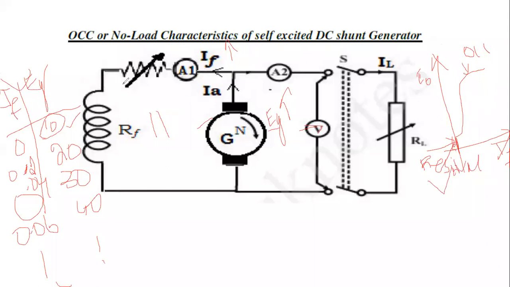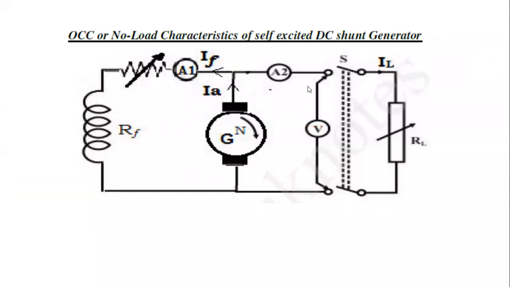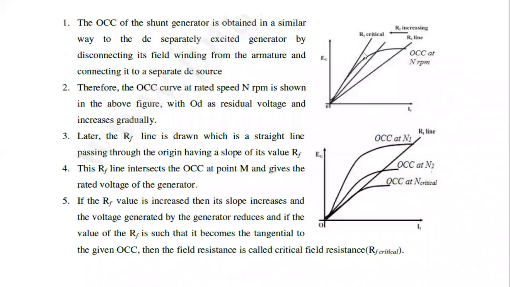By varying this rheostat, we obtain the OCC characteristics. This is the circuit diagram for forming these OCC characteristics or the no load characteristics. And these are the various steps. This is the OCC characteristics line at N1 speed, at N2 speed, at N critical. This is the tangent for that OCC characteristics.